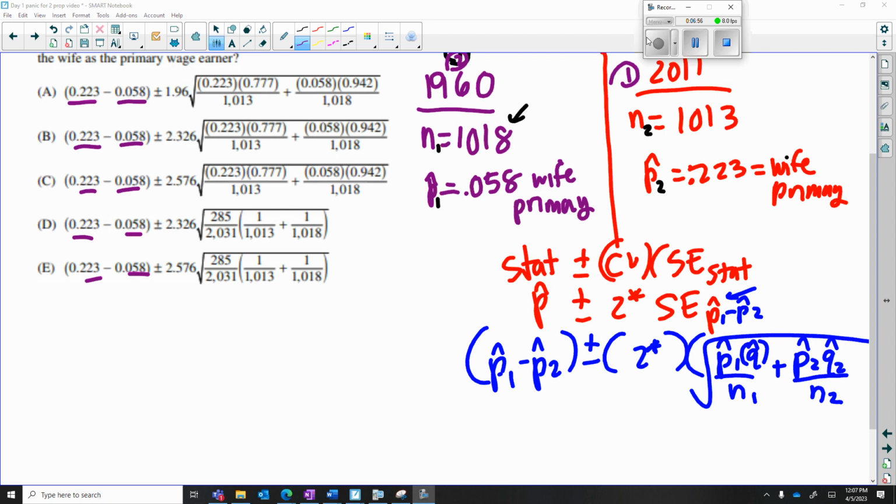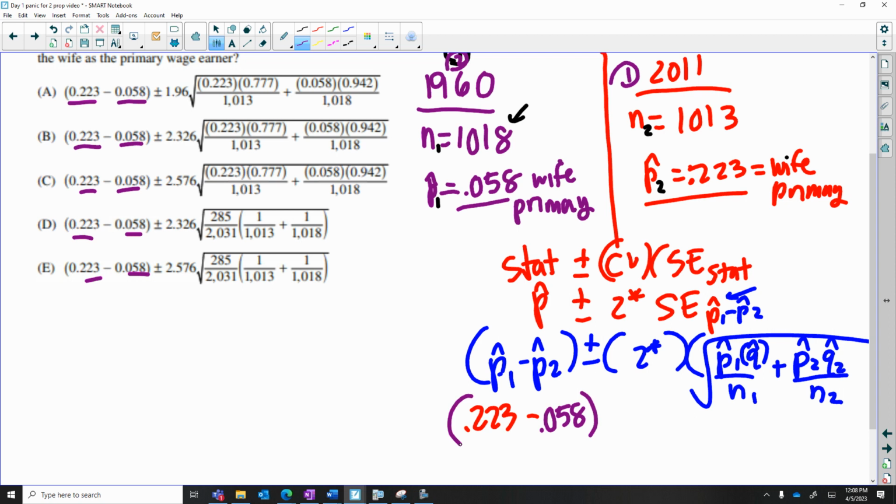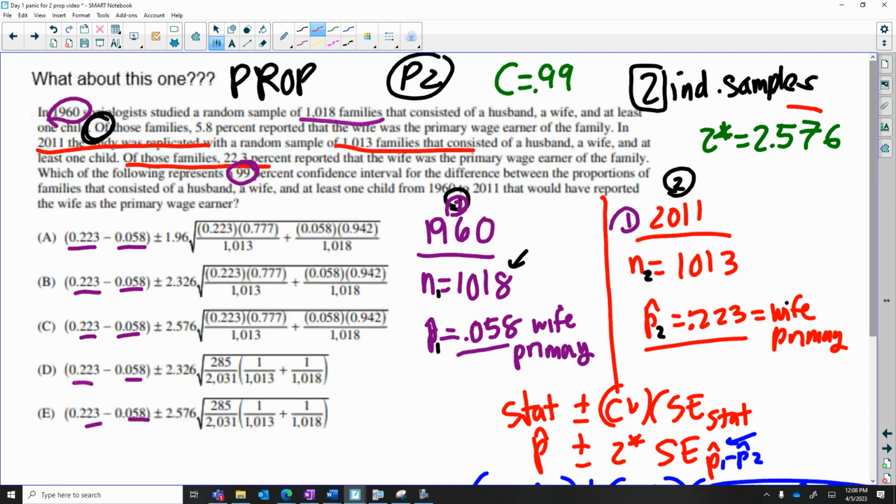So as you can see, if you have this structure here, then we're going to do the 2011 p hat, which is the 0.223 first, minus the old p hat, which was 0.058. And that's going to be p hat 2011 minus p hat 1960, plus or minus the z star that we know, which is the 2.576 from above. So we already know that we're down to choice C or E here.